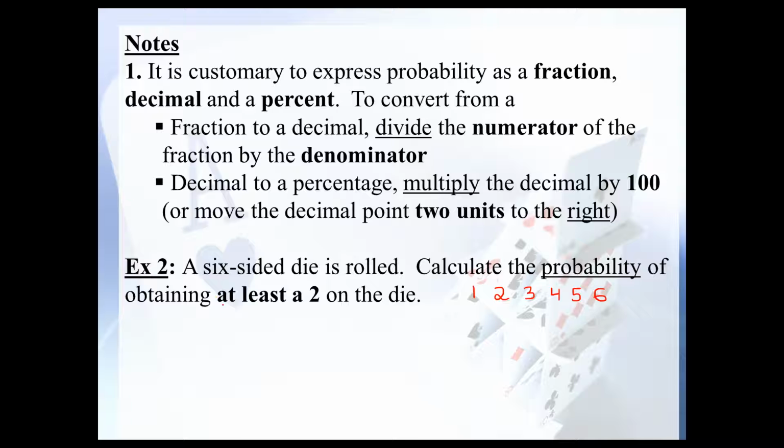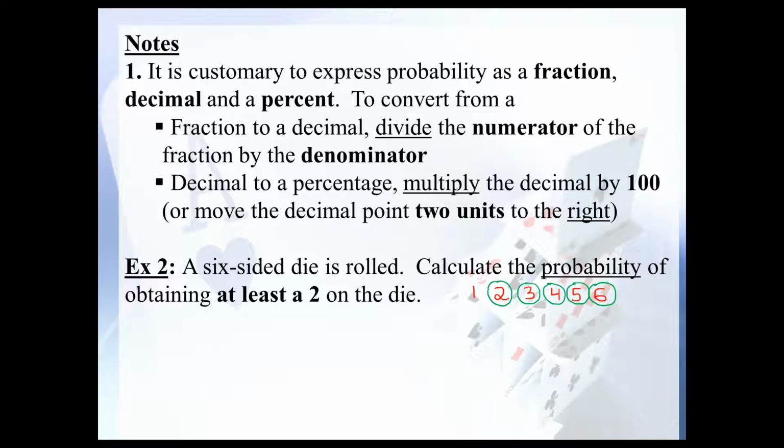Now, this word at least a 2 means that the lowest number that would be acceptable for you to have would be a 2. So if I circle the numbers that fit the description of what at least 2 is, and I'll do this with a different color. At least 2 means it's the lowest number you're allowed to have. Anything above that is okay, including that. So 2, 3, 4, 5, and 6 would all be a number that is at least 2.